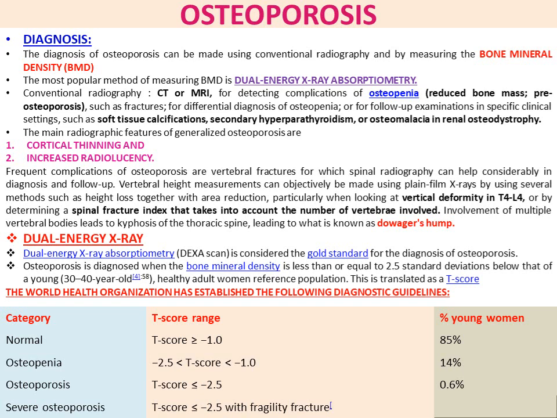Then severe osteoporosis: T score is less than or equal to -2.5 with fragility fractures. That means a fracture has already been reported in that type of woman. So in order of severity: normal, osteopenia, then osteoporosis, then severe osteoporosis.